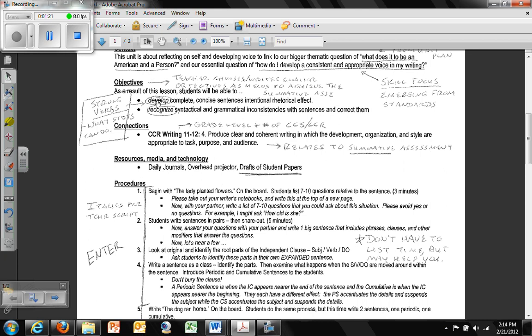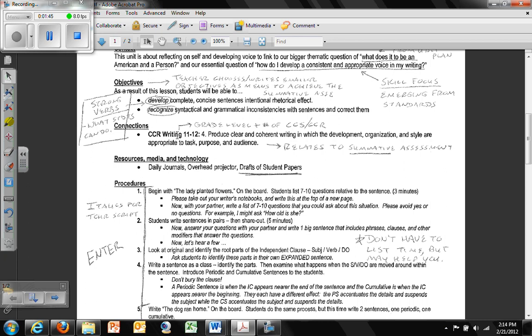So here I have strong verbs: develop, complete concise sentences, recognize syntactical and grammatical inconsistencies. Now, these are what students are going to be able to do in the end. You can also put on here knowledge, things that they will know if there's something particular they need to know. So maybe students will know the difference between a clause and a phrase. Maybe students will know the difference between a predicate adjective and whatever else.